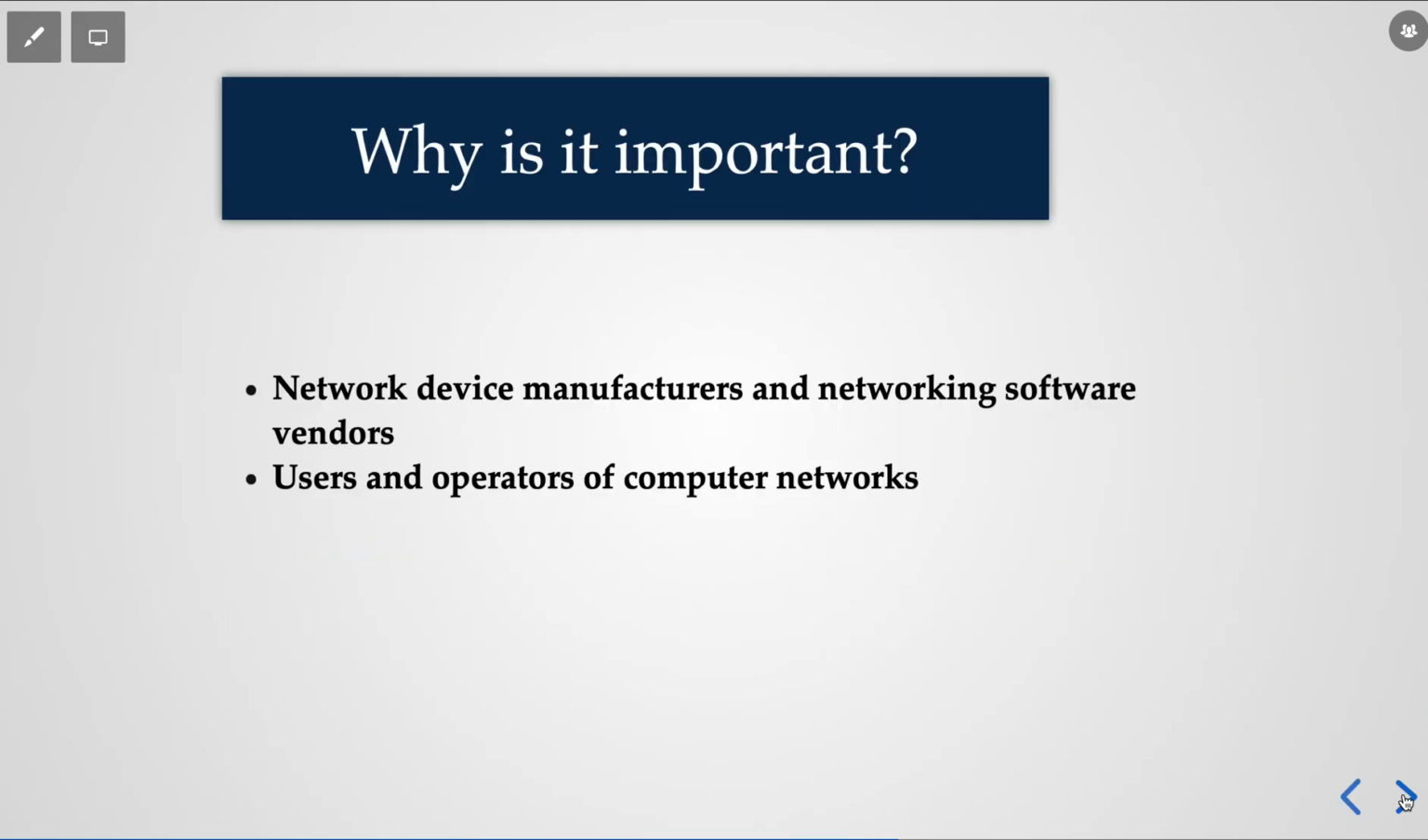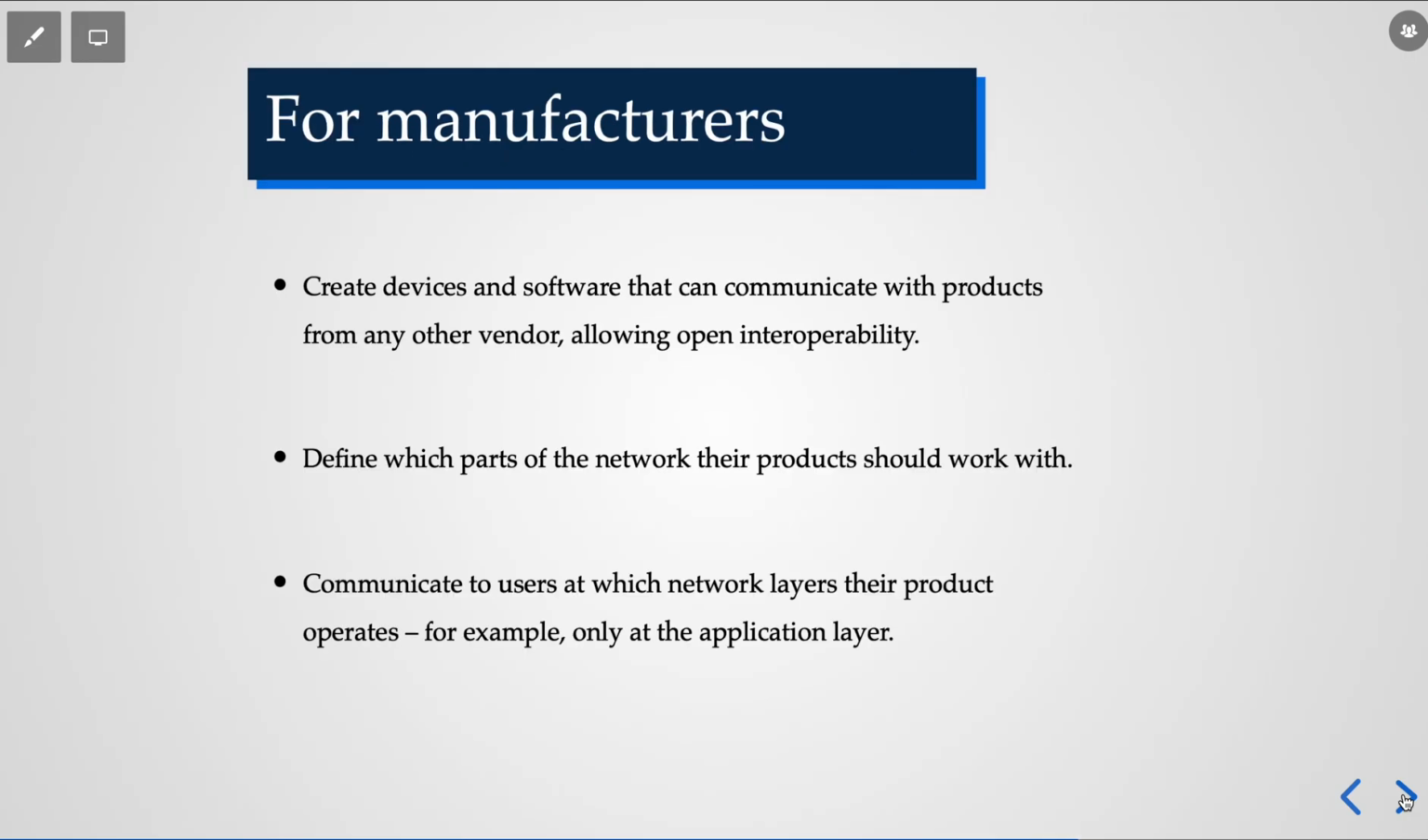And why is it important? It's very important for network device manufacturers and networking software vendors, and it's also important for users and operators of computer networks. For manufacturers, it lets them create devices and software that can communicate with products from any other vendor, allowing open interoperability. It defines which part of the network their product should work with, and it communicates to users which network layer their product operates at, for example, only at the application layer.